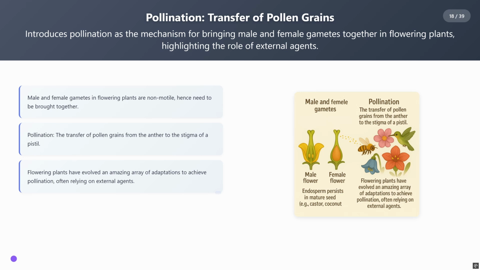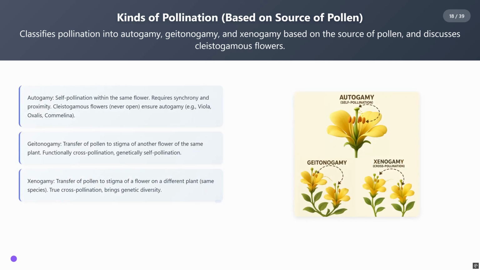And these agents are so diverse, from simple wind and water to a whole host of fascinating animals. Let's break down the different types of pollination first. What are the main categories? Okay, based on the source of the pollen, where it comes from relative to the flower it lands on, we can broadly classify pollination into 3 main types: autogamy, geitonogamy, and xenogamy.